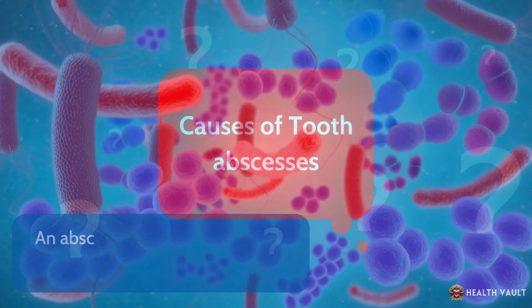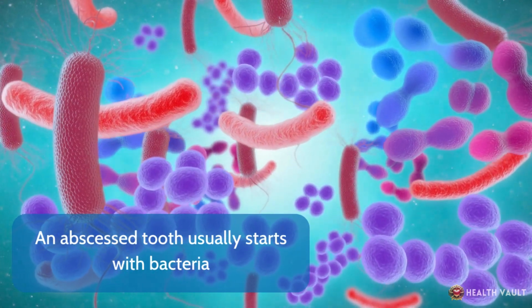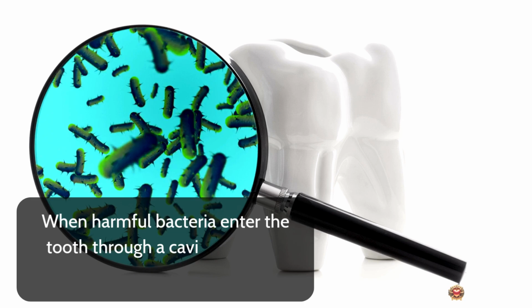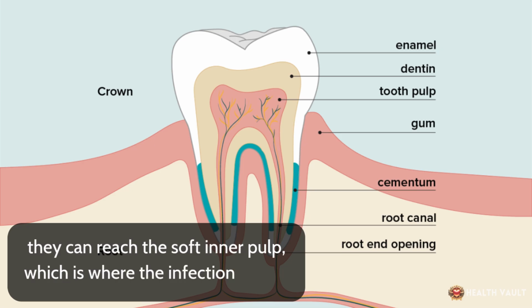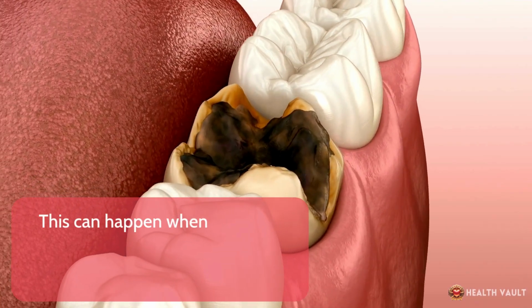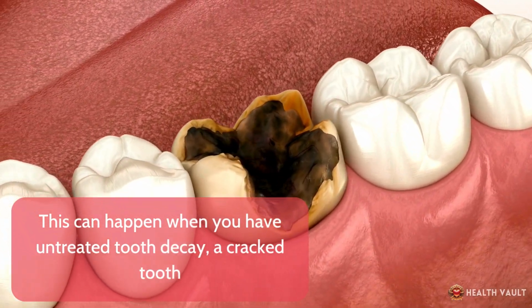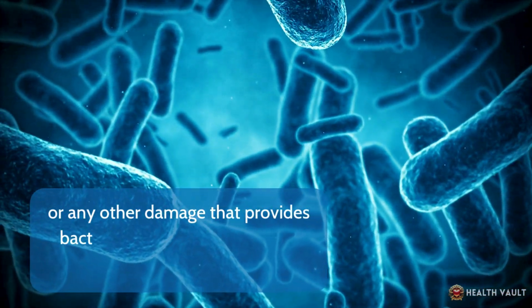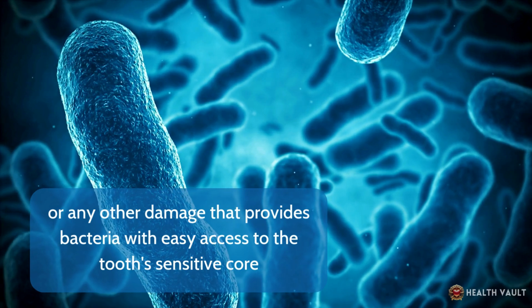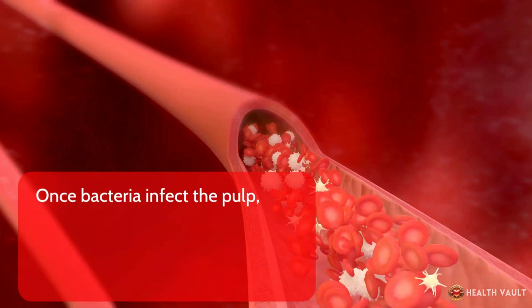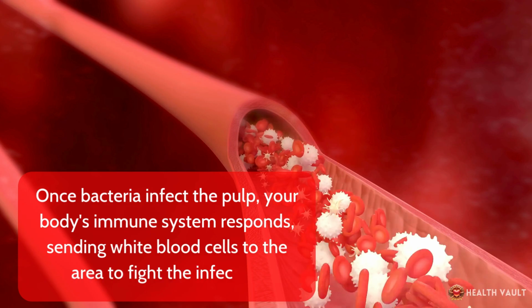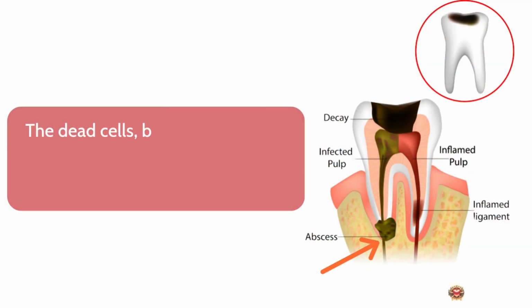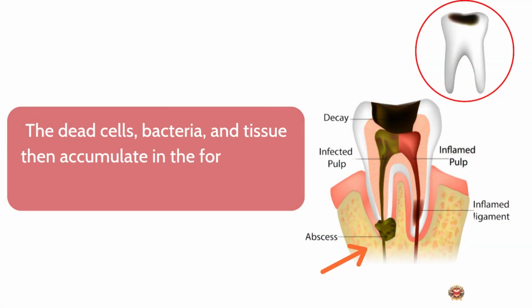Causes of tooth abscesses. An abscessed tooth usually starts with bacteria. When harmful bacteria enter the tooth through a cavity, crack, or injury, they can reach the soft inner pulp, which is where the infection begins. This can happen when you have untreated tooth decay, a cracked tooth, or any other damage that provides bacteria with easy access to the tooth's sensitive core. Once bacteria infect the pulp, your body's immune system responds, sending white blood cells to the area to fight the infection. The dead cells, bacteria, and tissue then accumulate in the form of pus, leading to the abscess.